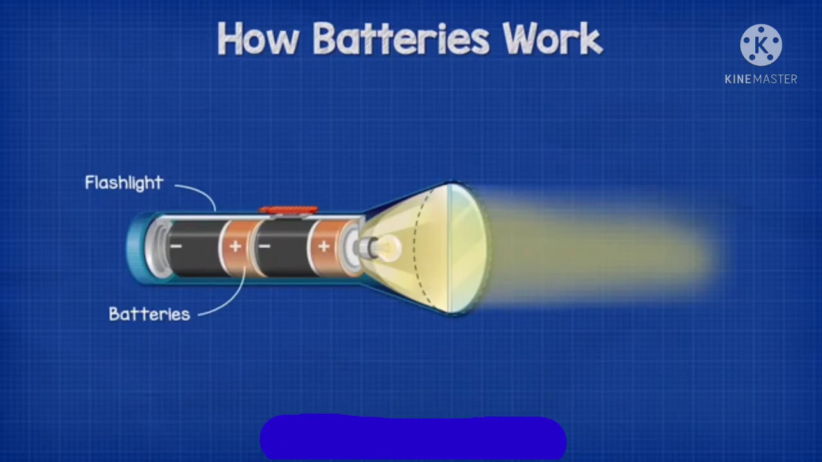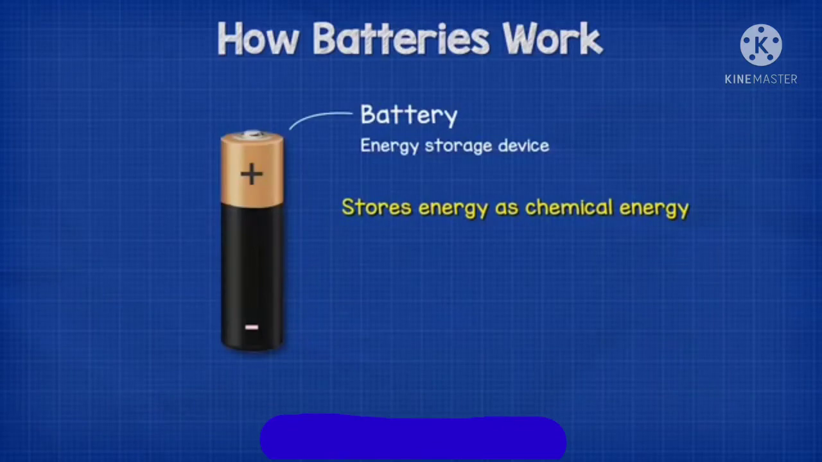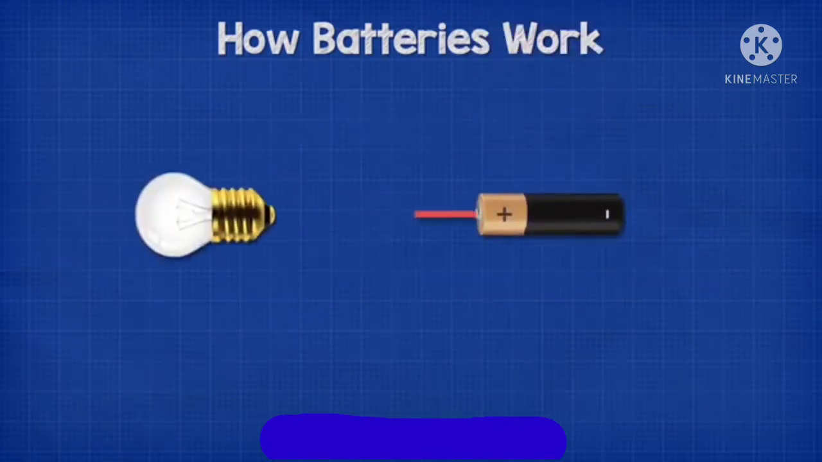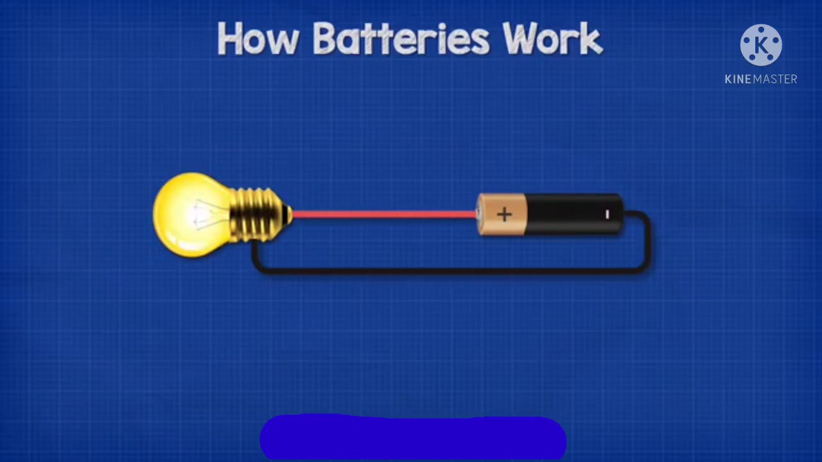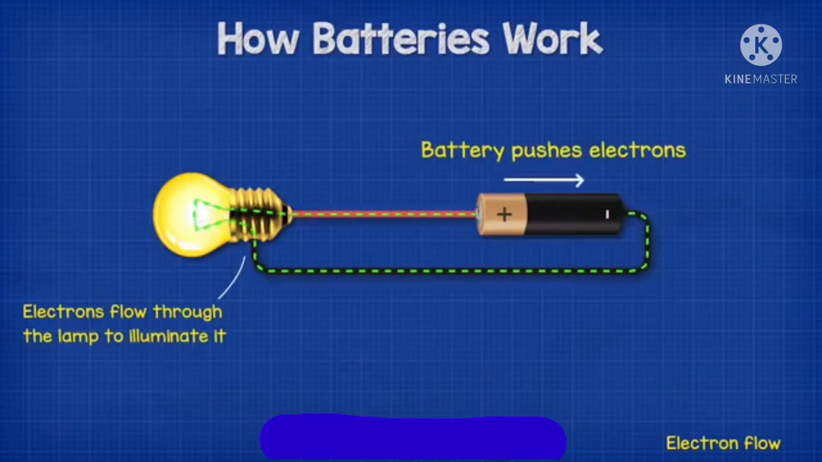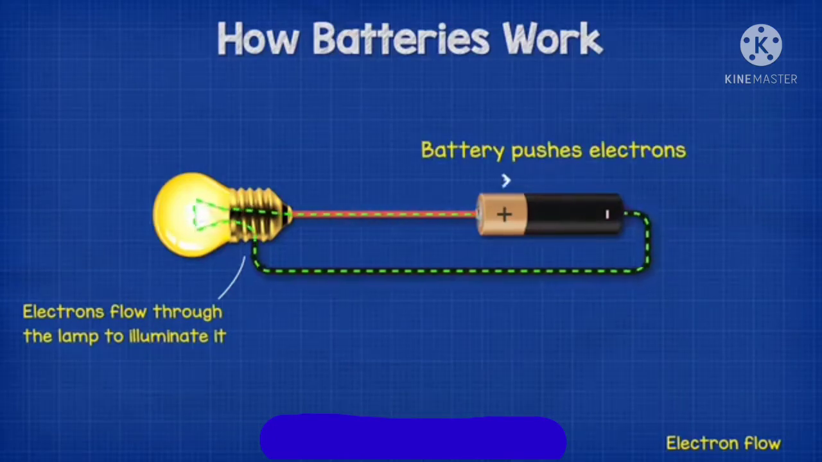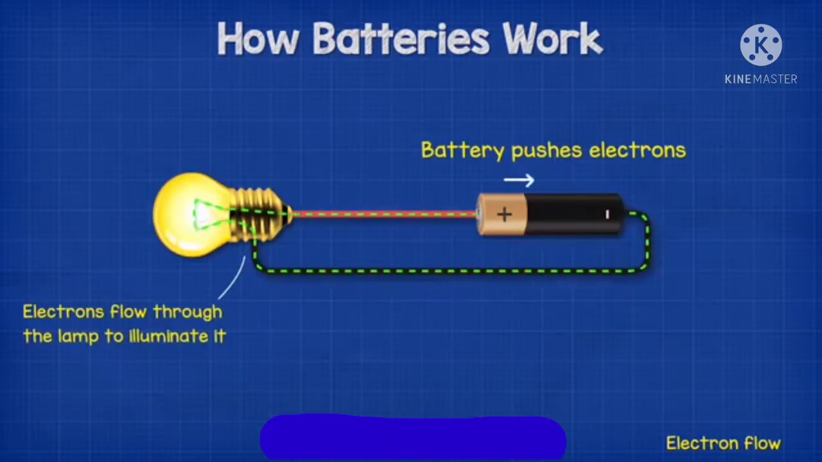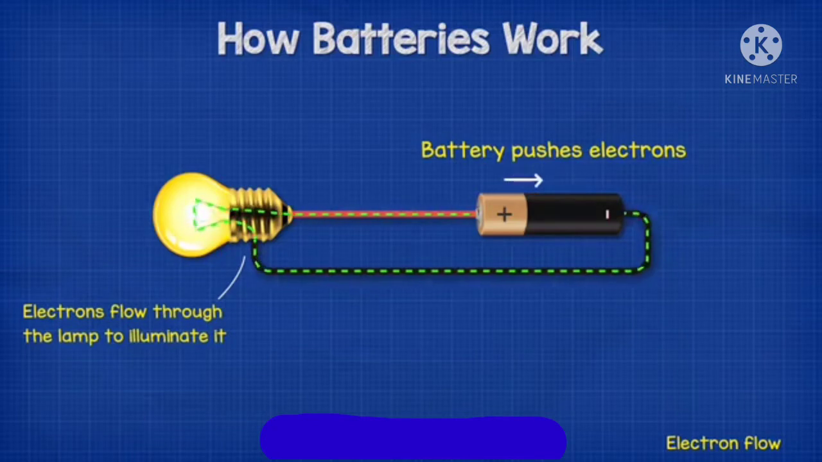So what is a battery? A battery is a collection of several cells, where a cell is the unit of a battery. So a battery is a collection of several cells. The basic unit of a battery is the cell.